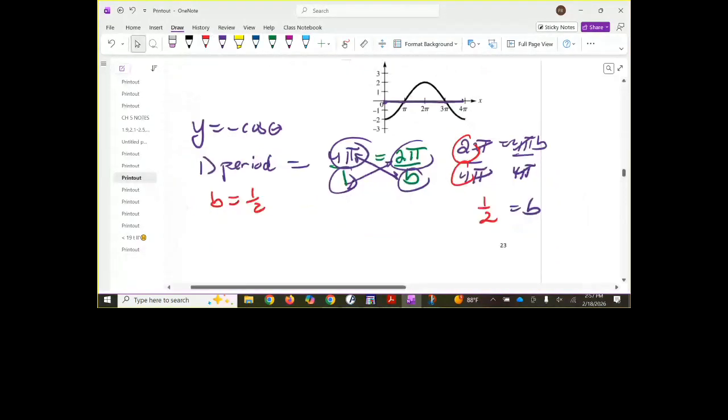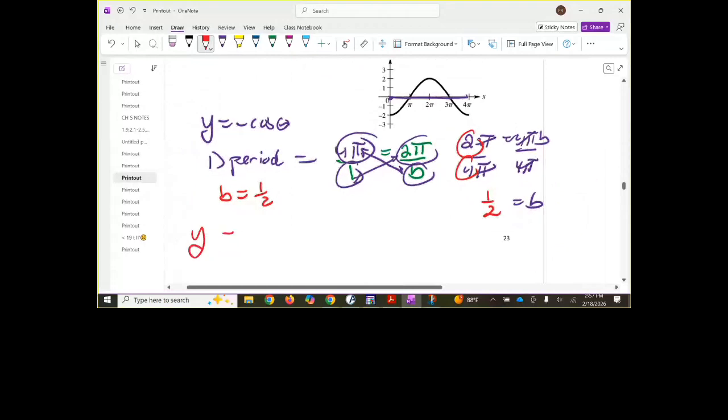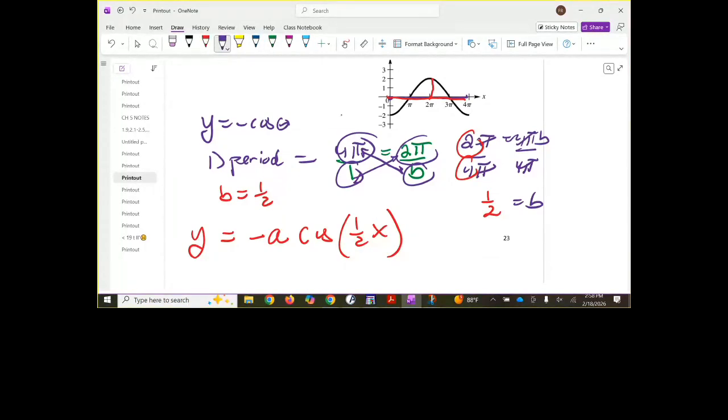Okay, so now coming up with a couple of things. Right now, it looks like we have a negative a, whatever that number is going to be, cosine of 1/2 x. Okay, now I want to find my amplitude. My amplitude is going to tell me, from the middle, how far do we go up to get to our high point? Or you can think about it like this, I draw a line like that, right? How far do I go down to get to my low point? What's the distance, whether I'm going up or going down?